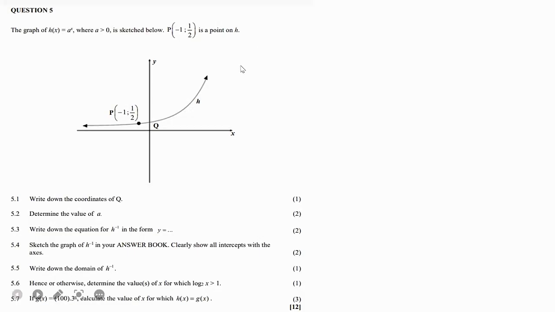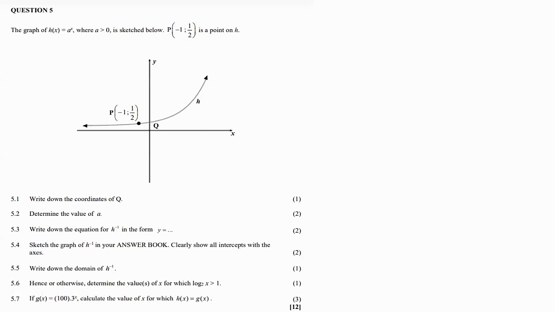Okay, so we have question 5, and then we have here an exponential graph. It says the graph of h of x is equal to a to the exponent of x, where a is greater than 0, and is sketched below. P(-1; 1/2) is a point on h, right? Then write down the coordinates of Q.